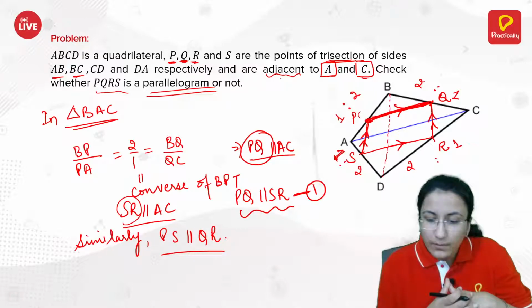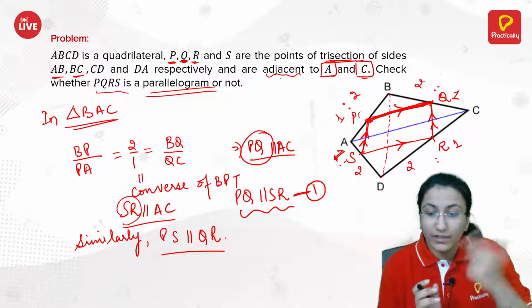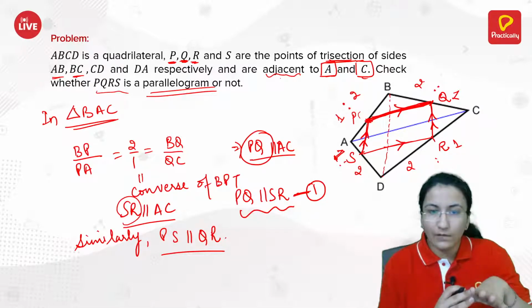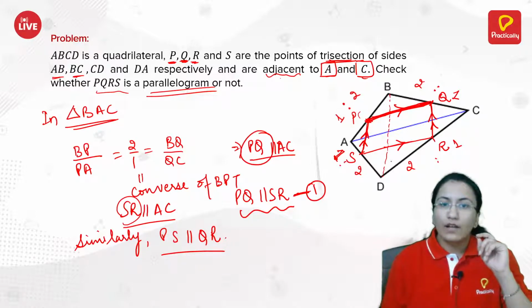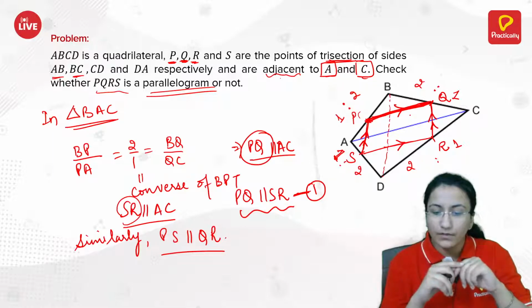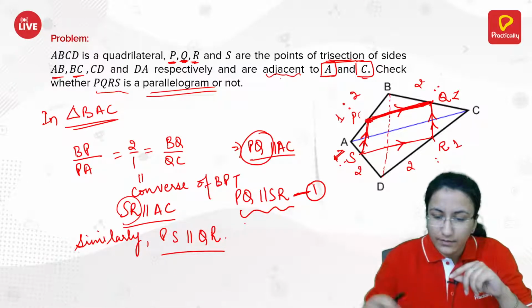Yeah, it has one pair parallel, but if only one pair is parallel, you can't say that it is a parallelogram. It can even be a trapezium. So it need not always be a parallelogram. For this quadrilateral to be a parallelogram, both pairs of opposite sides must be parallel, so you need to prove both the results.